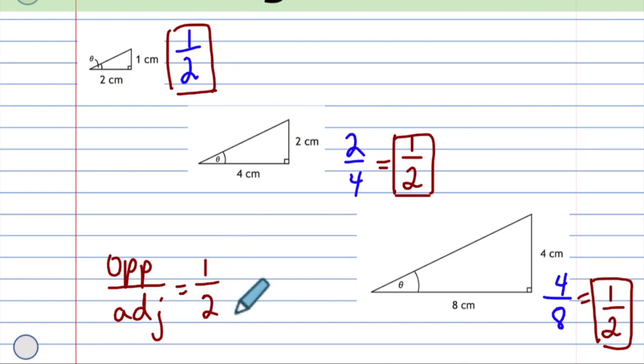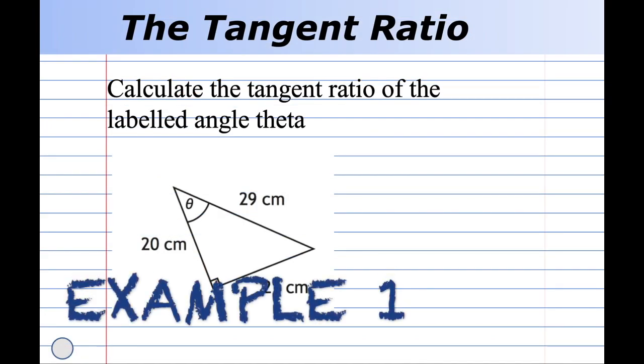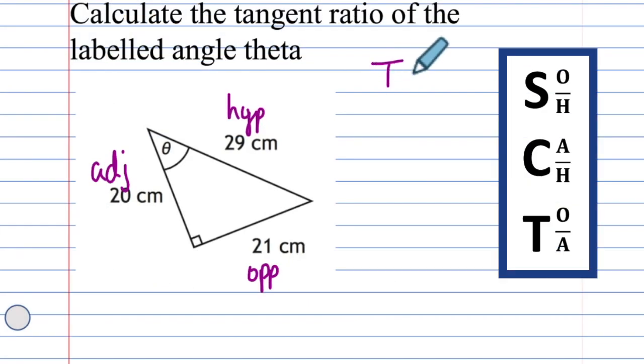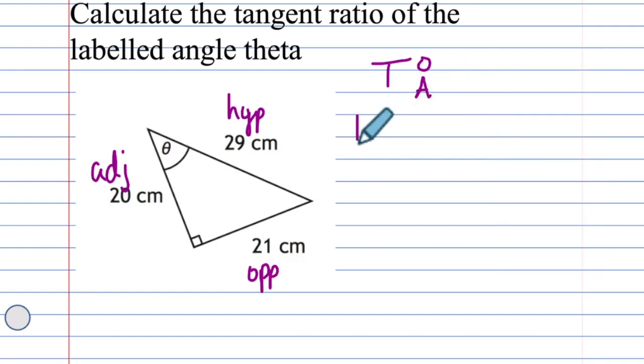This ratio is called the tangent ratio. Tangent of an acute angle, such as theta, is the opposite side over the adjacent side. Calculate the tangent ratio of the labeled angle theta. The tangent ratio is opposite over adjacent. In other words, the tangent of the angle theta is the opposite side over the adjacent side length.